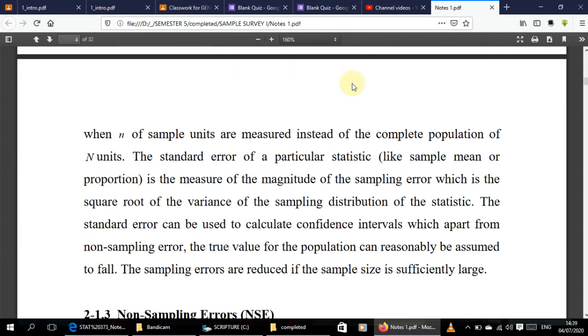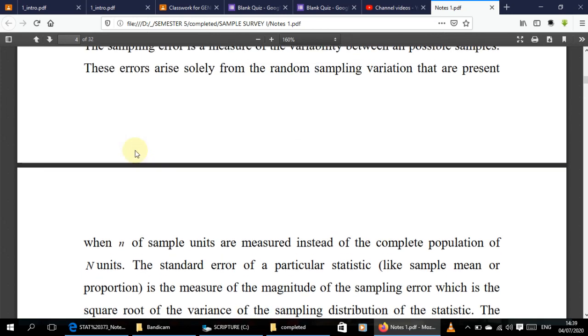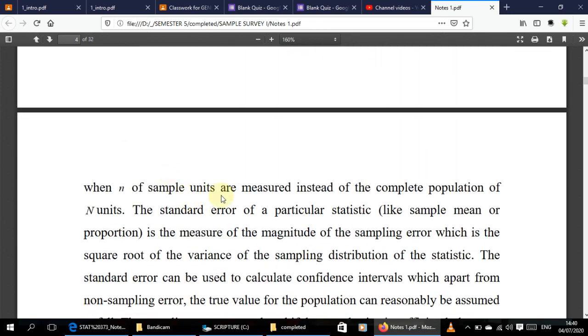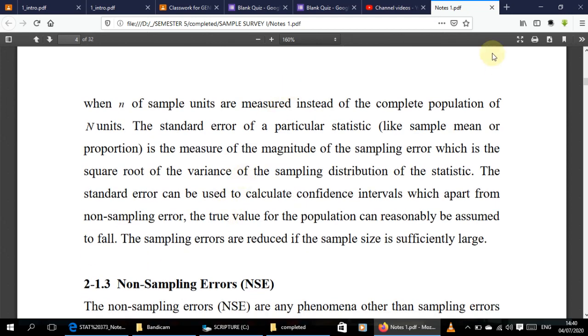These errors occur when n sample units are measured instead of the complete population of N units. So when you pick a sample, a small n from a bigger N, there's going to be a sampling error.